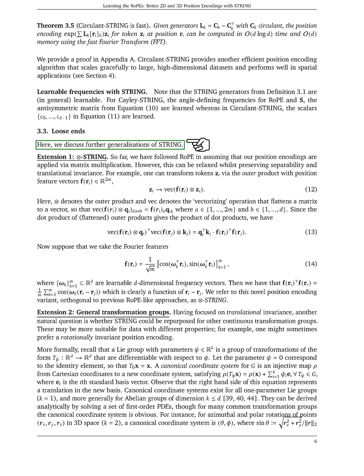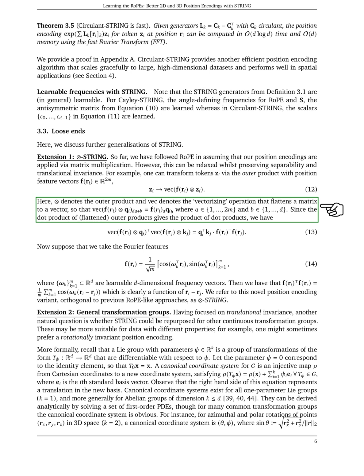Next, we discuss further generalizations of STRING. For extension 1, we introduce O-time STRING. We have previously followed RoPE by applying position encodings through matrix multiplication, but we can relax this assumption while maintaining separability and translational invariance. We can transform tokens by using the outer product with position feature vectors. Here, the outer product is denoted by O-times, and the vectorizing operation flattens a matrix into a vector.